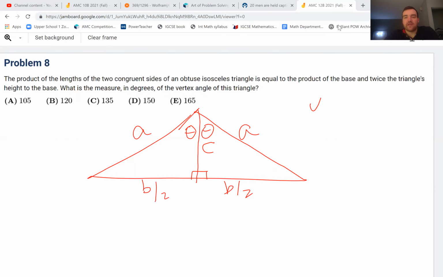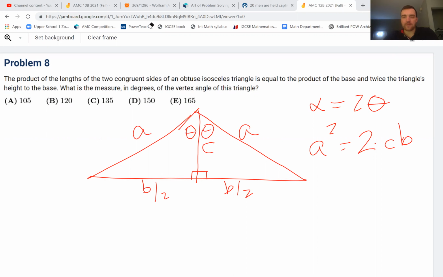So what I do is I let alpha equal 2 times theta, right? Okay, so now what can we say? First thing, we're told that the product of the two congruent sides is equal to the product of the base and twice the triangle's height. So A squared equals 2BC, right?